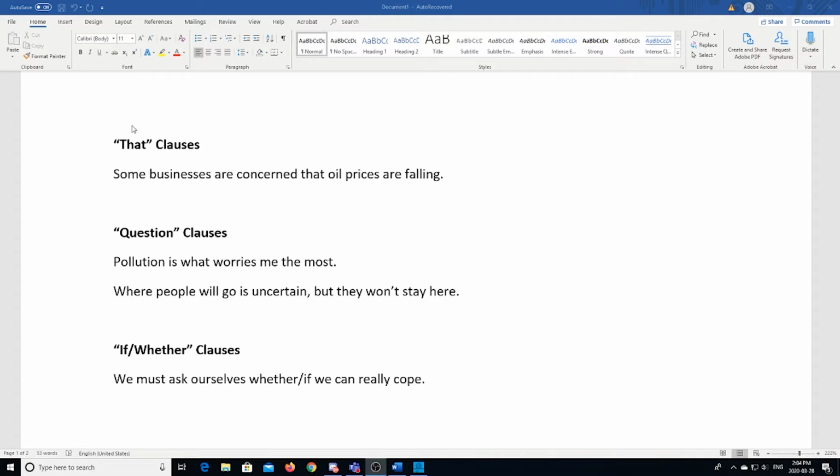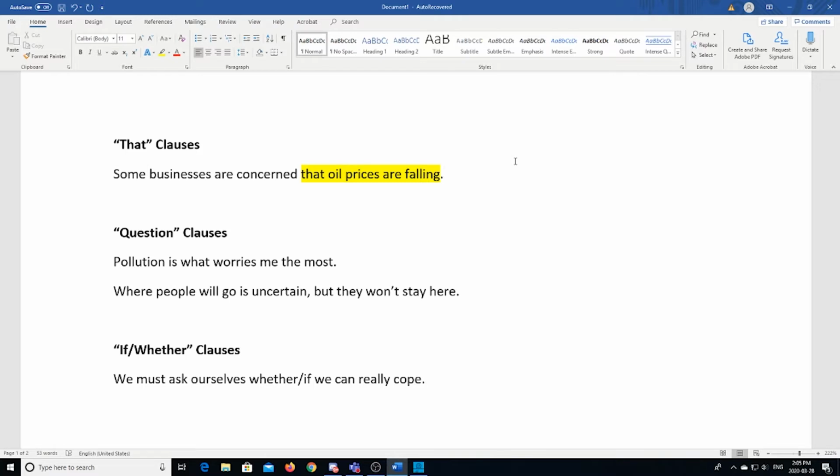There are three major types of nominal clause, and we've got them on the screen here. We have that clauses, and here's an example of a that clause. We have, some businesses are concerned that oil prices are falling. And this right here is our nominal clause. So in this sentence, the nominal clause fills the role of our object, right? So we have subject, businesses, our verb phrase, are concerned, and then the object of our sentence is oil prices are falling.